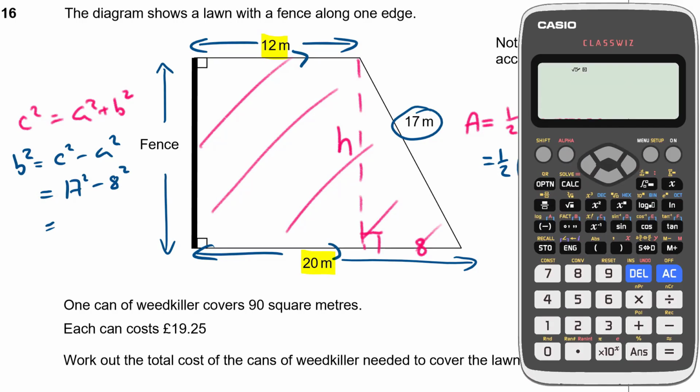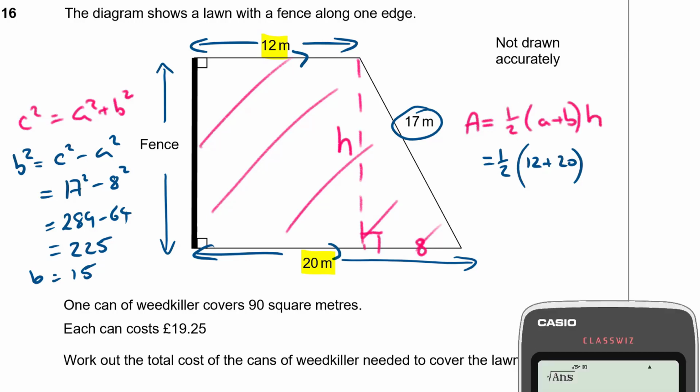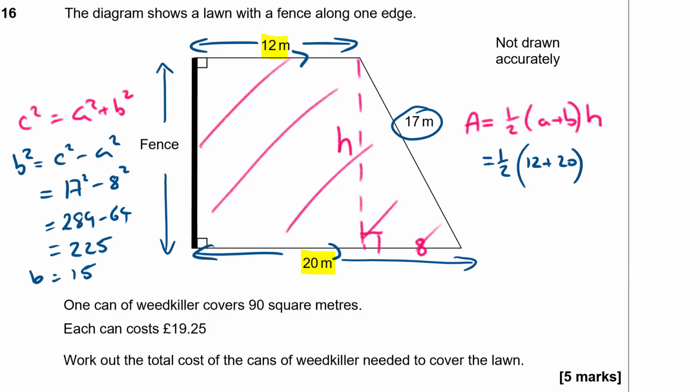17 squared is 289, minus 8 squared, which is 64. So 289 subtract 64 is 225, and the square root of that is 15. But as I said, you really need to start remembering what your Pythagorean triples are, because they come up all the time in the exams.